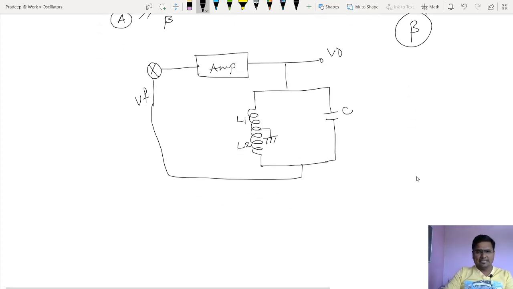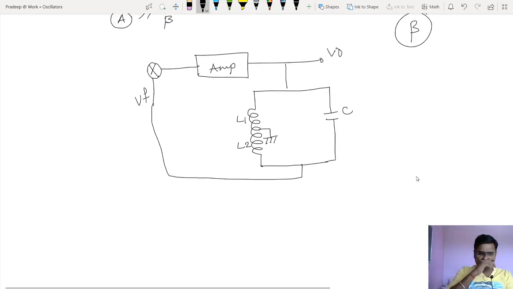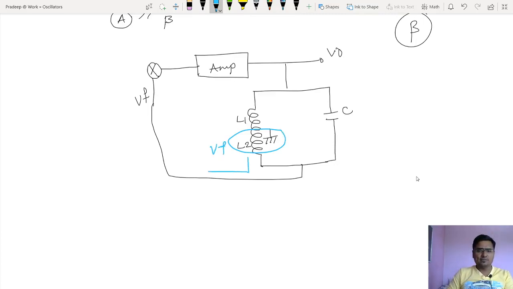So this is a feedback network that I have drawn with the two inductors and one capacitor. Now this voltage, the voltage across L2, I referred to as the feedback voltage, because this is the feedback I am getting. And the voltage across inductor L1, I referred to as the output voltage. So this is VO for me and this is VF for me.